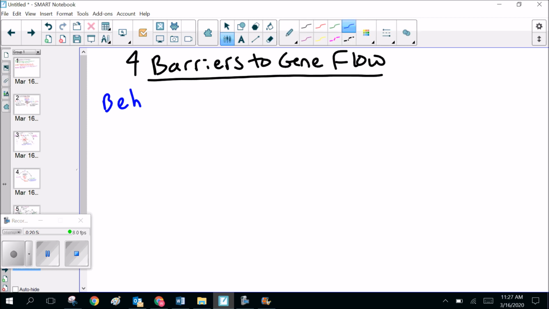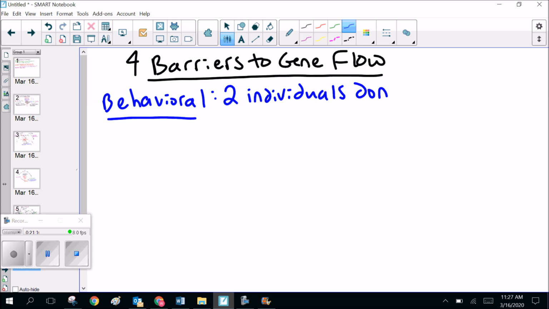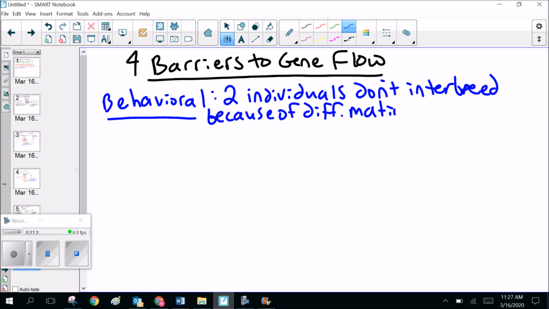So behavioral is when two individuals, so birds or whatever, don't interbreed because of different mating rituals. Okay, this could also have to do, however, with appearance. So they might not look the way that the other individual looks or acts or does their mating dance or whatever. So that's behavioral. It's a preference for a mate. Okay, and so attractive preferences are often considered behavioral.